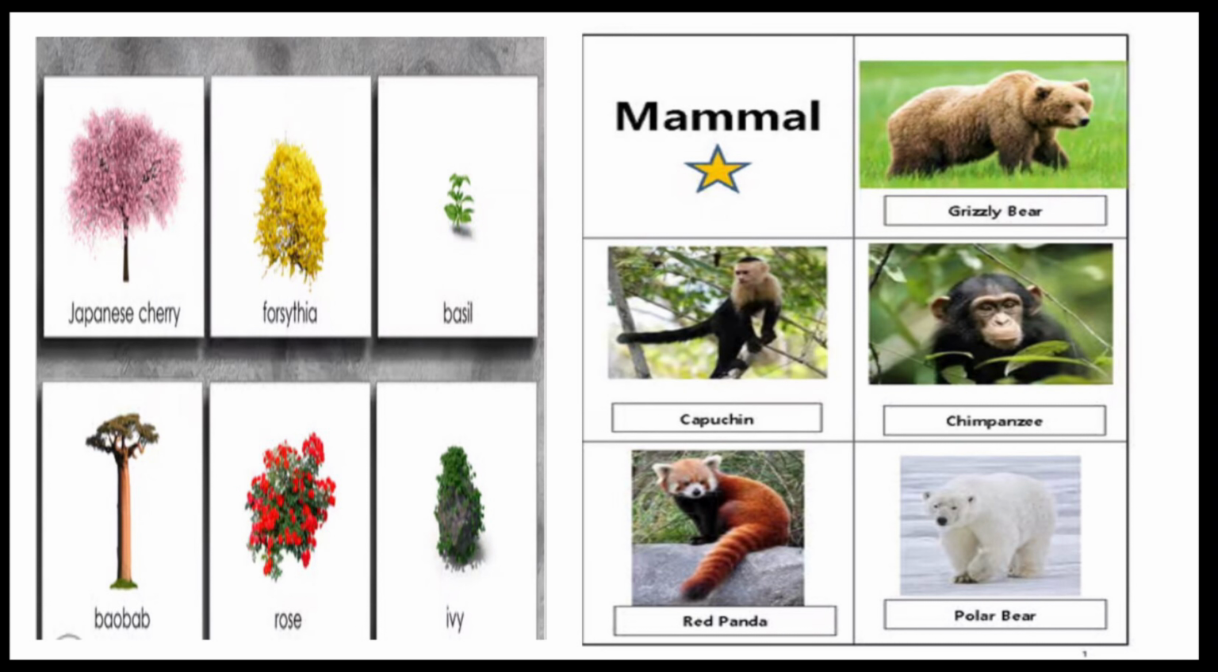The purpose of this activity is to teach the child the difference between plants and animals. Examples would be leafy plants, flowers, and herbs for plants. For animals, it would be amphibians, insects, reptiles, birds, and mammals.